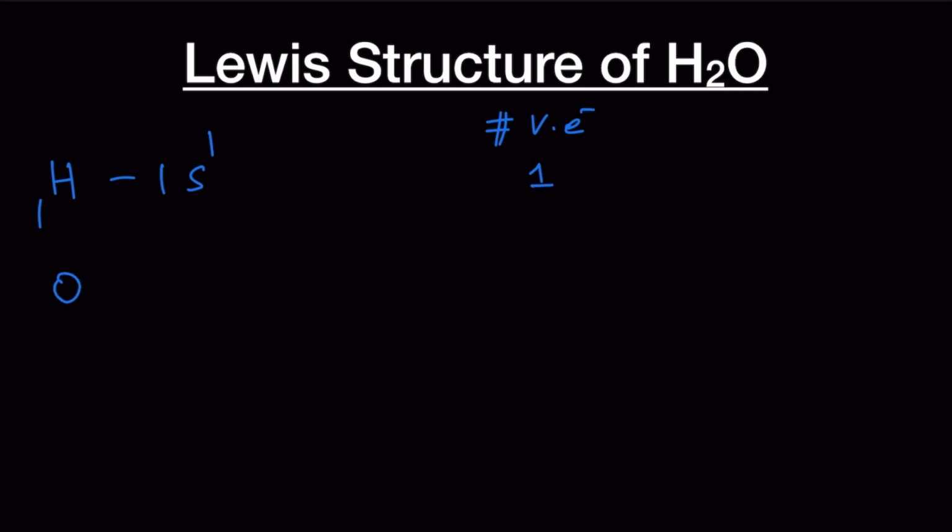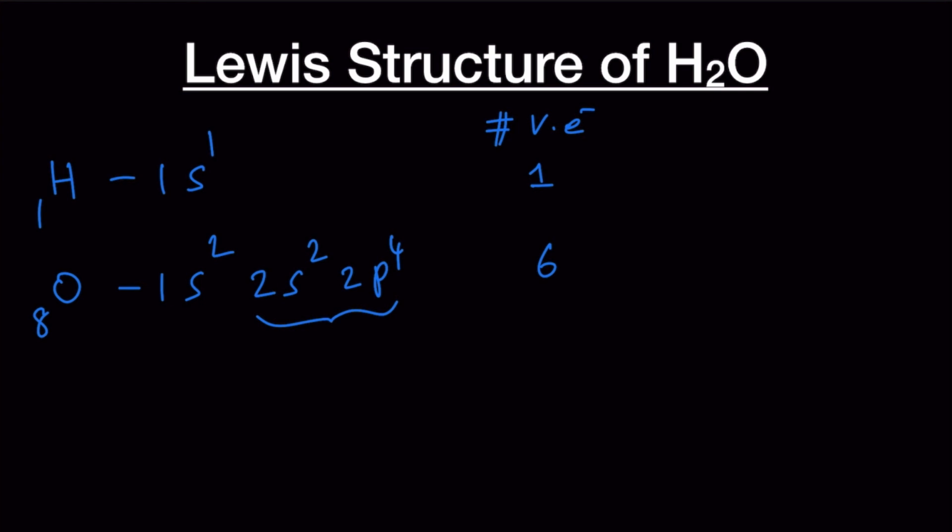For oxygen, the atomic number is 8, therefore the electronic configuration is 1s2, 2s2, 2p4. Here we have 6 valence electrons. The 2s2 and 2p4 electrons are considered as the valence shell. The 1s2 is the core electrons.